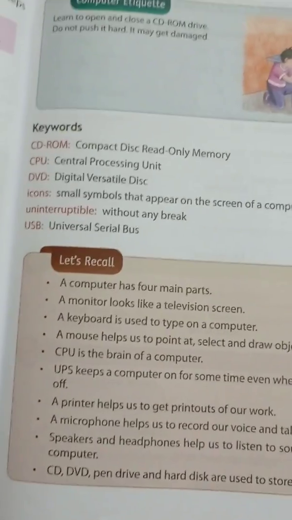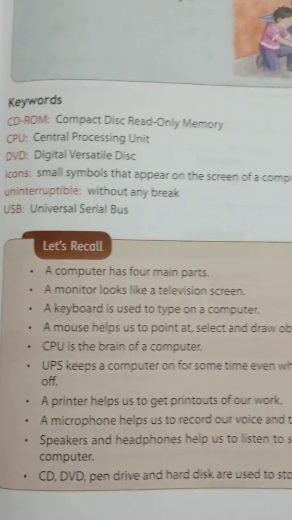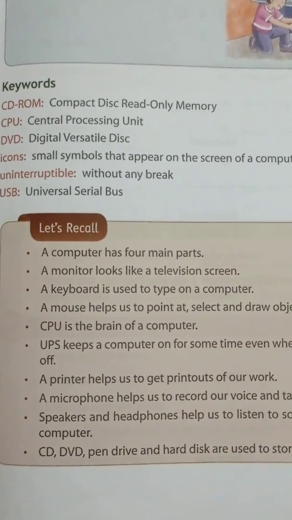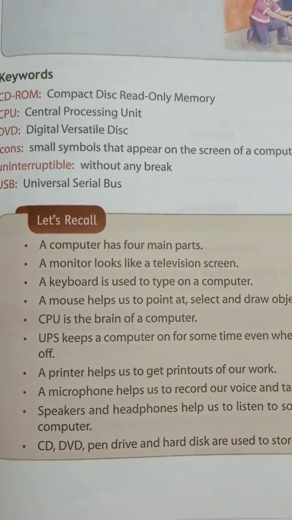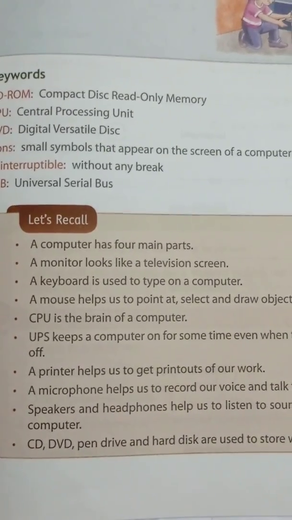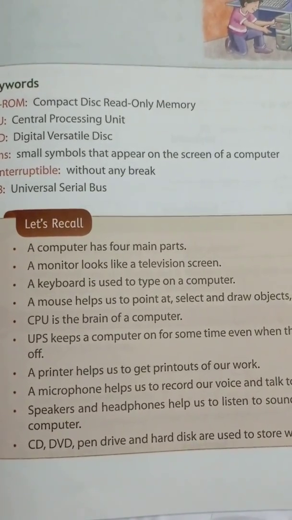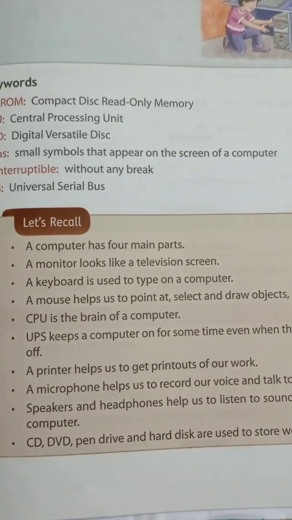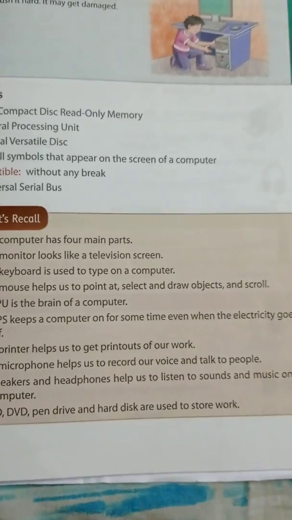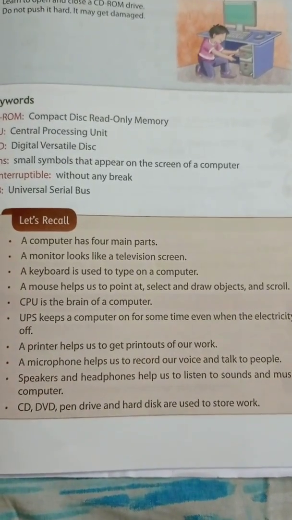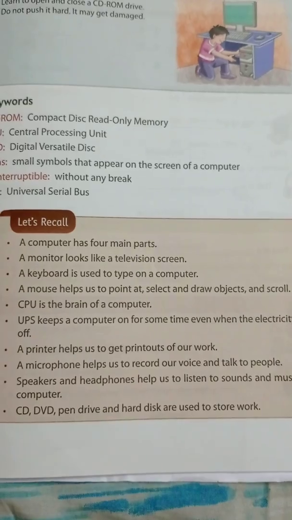So let's recall what we have learned in this chapter. A computer has 4 main parts. A monitor looks like a television screen. A keyboard is used to type on a computer. A mouse helps us to point at, select and draw objects and scroll. CPU is the brain of a computer.